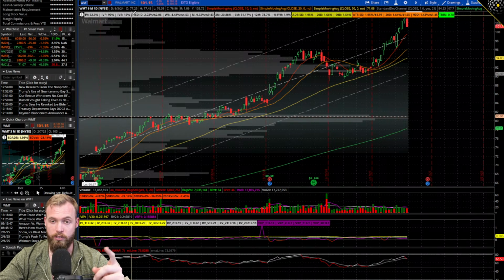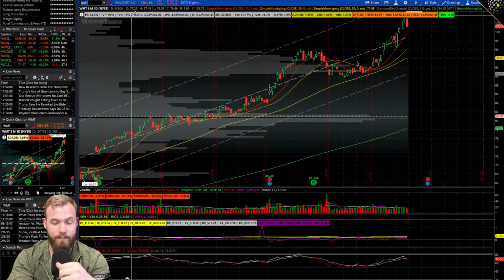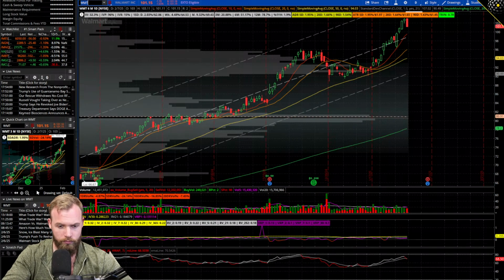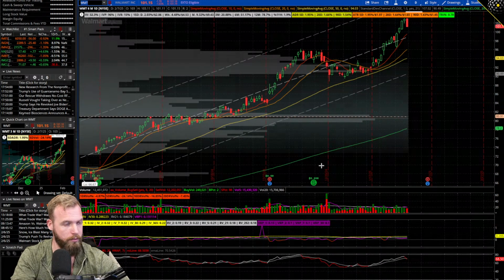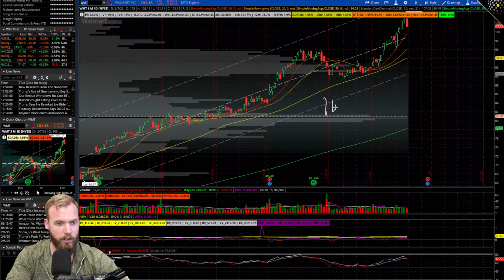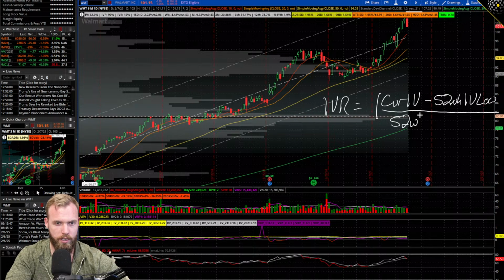Now, the reason why implied volatility rank is all the way down at 15% is completely different. And the reason is in the way it's calculated. I guess I could draw it out. Might be easier. I'm just going to do hand gestures, but that's probably less useful. IVR equals current IV less 52-week IV low, divided by 52-week IV high less 52-week IV low.